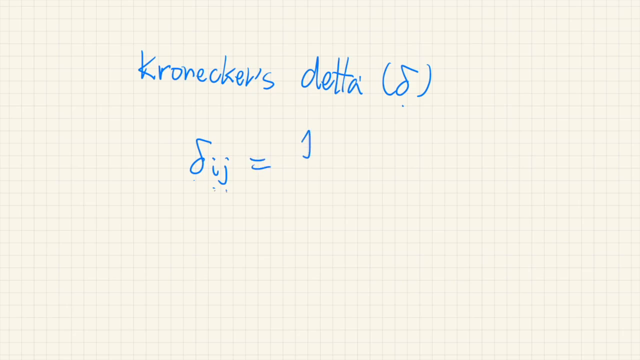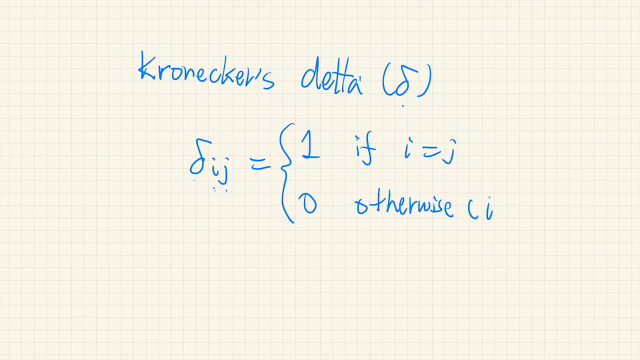Kronecker was, I think, a German mathematician of the 19th century. Delta is, of course, the Greek letter, and Kronecker's delta is defined as this: delta ij, where i and j are integers, or actually it can be anything, but usually we use integers, is equal to 1 if i and j are equal, otherwise 0. So otherwise means when i is not equal to j.